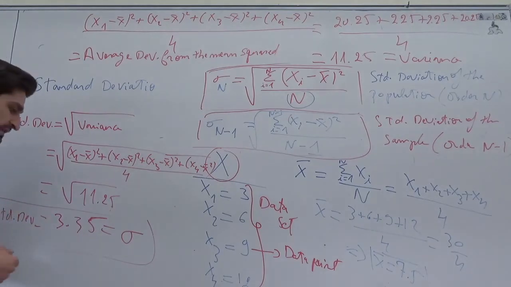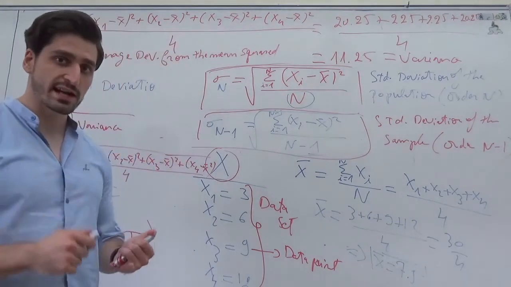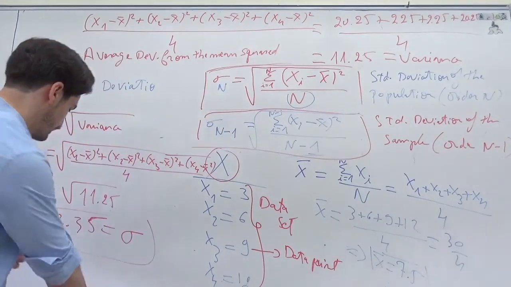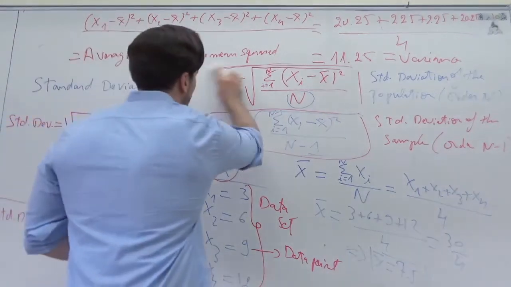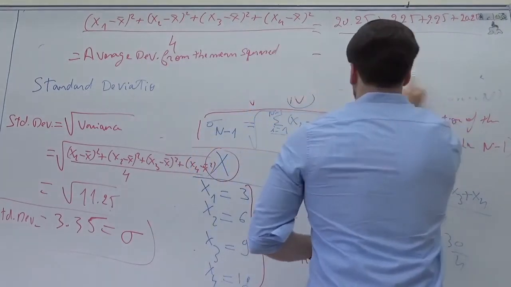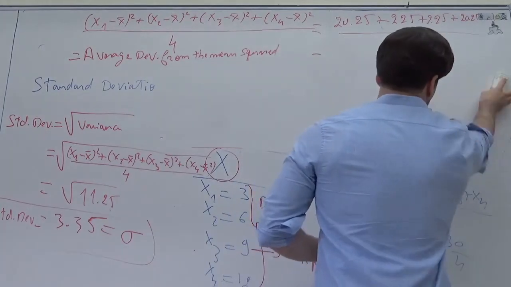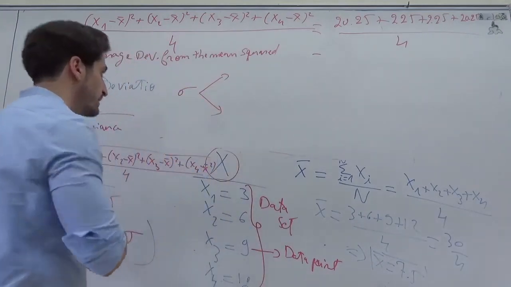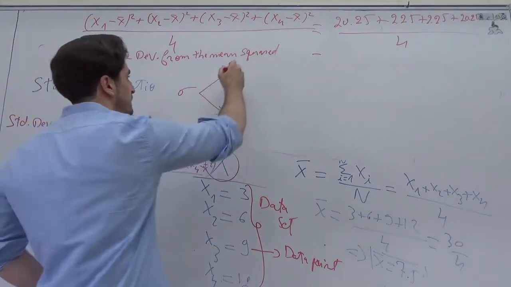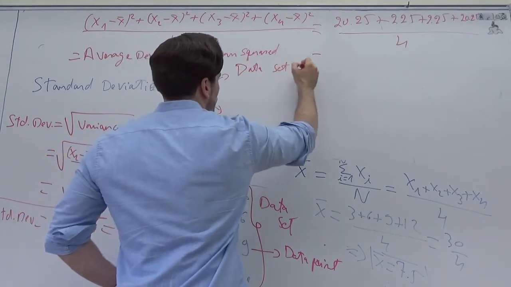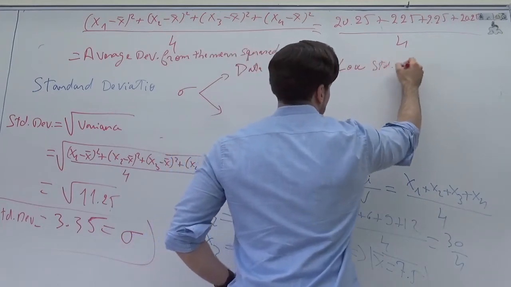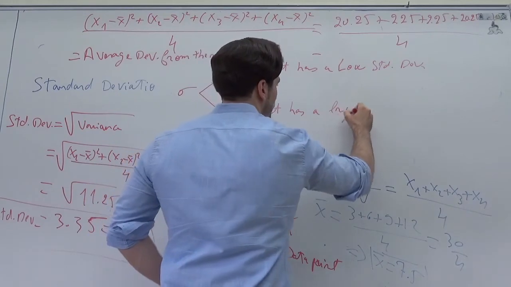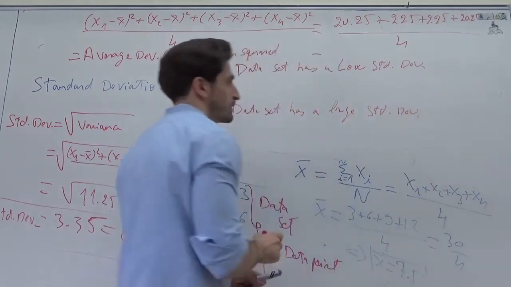Now depending on the value of sigma over here, we can distinguish two different cases. The cases where the data set has a low standard deviation, and another case where the data set has a high or large standard deviation. What would be the difference in that case?